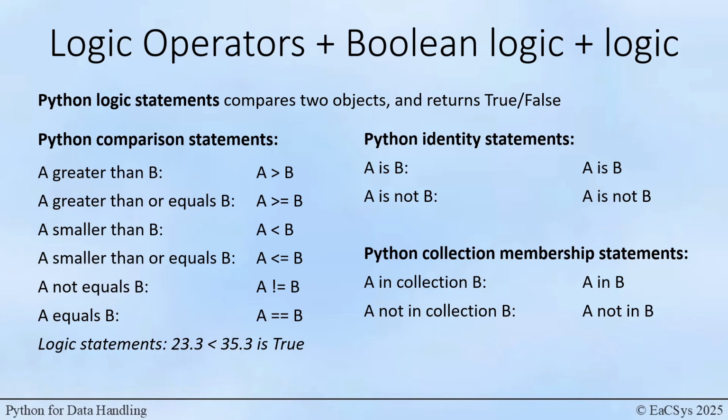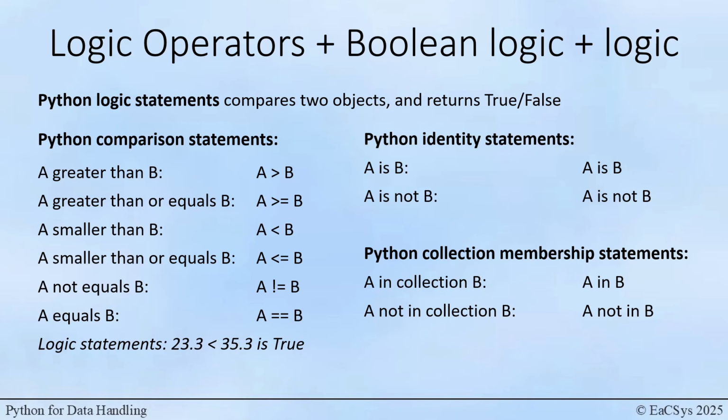And here on the screen we have the mentioned Python logic operators, the Boolean logic, and the logic statements. So let's begin from the bottom of the hierarchy and talk about logic statements. Python logic statements mainly compare two Python objects and return true or false depending on the rule for comparison, the objects and the object's values. We have comparison rules, identity check rules, and membership check rules.